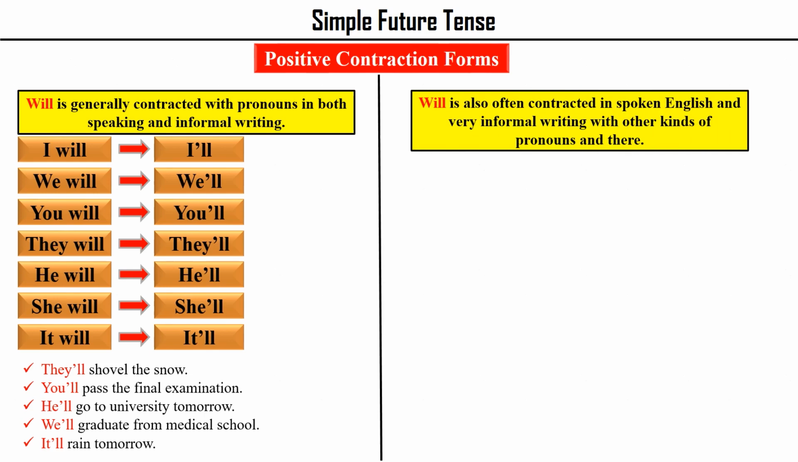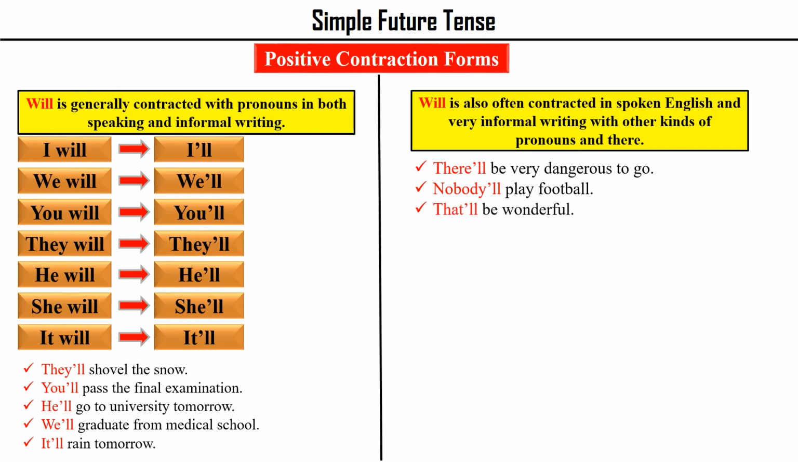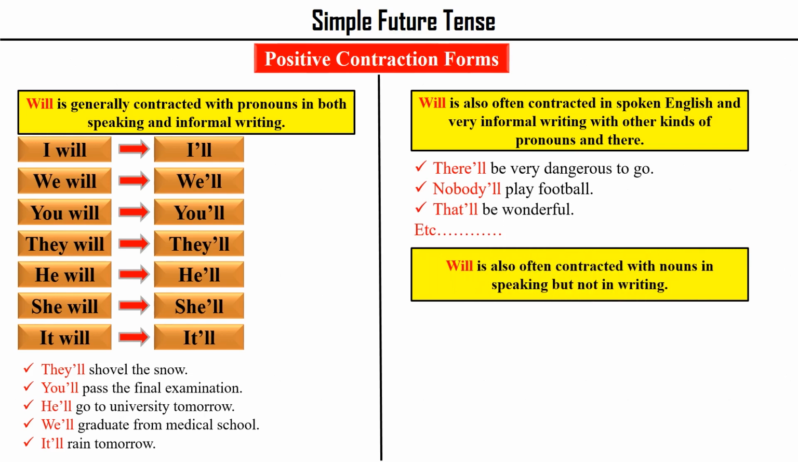Will is also often contracted in spoken English and very informal writing with other kinds of pronouns and there. For example, there'll be very dangerous to go. Nobody'll play football. That'll be wonderful, etc.